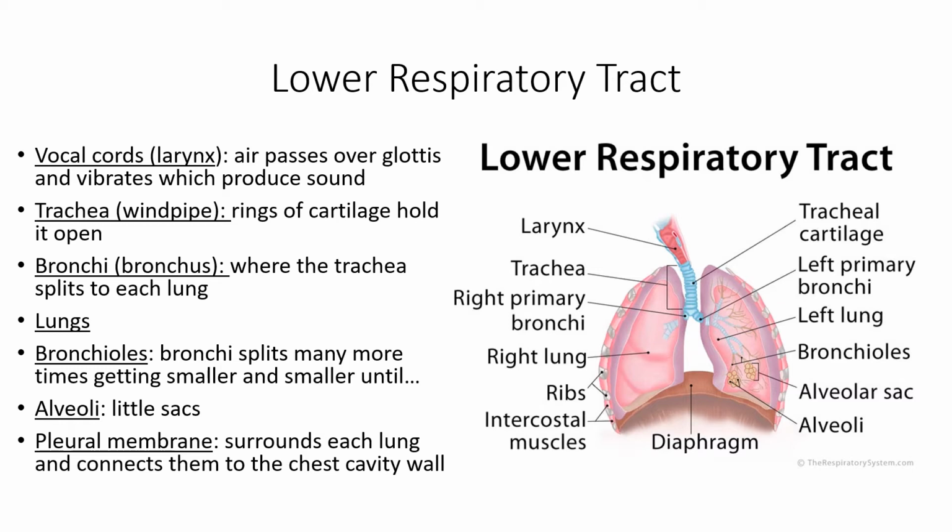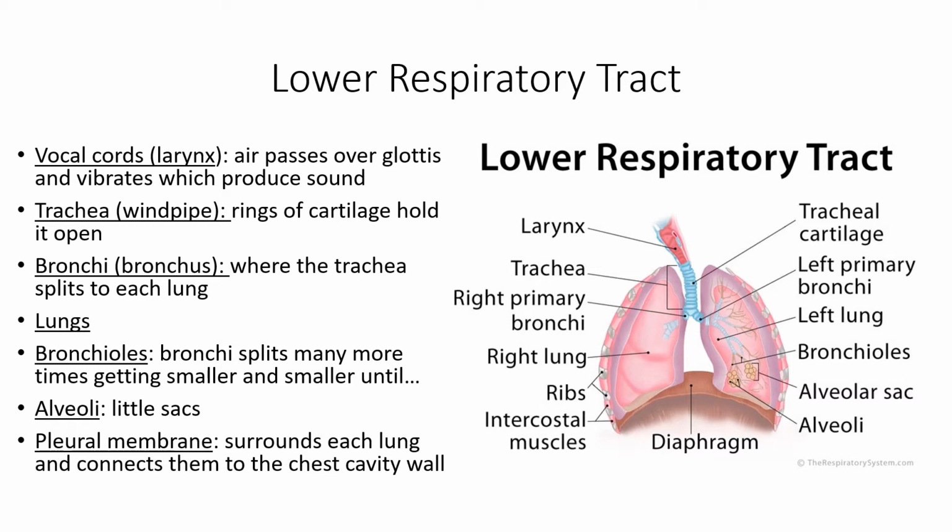Moving on to the lower respiratory tract, you have your vocal cords, which are still technically part of your larynx. This is where you're going to have air passing over the glottis, and vibrate, which is going to produce sound. The trachea is going to be just inferior to the vocal cords. This is what you probably know as your windpipe. It is going to be surrounded by rings of cartilage which hold it open. This is called tracheal cartilage.